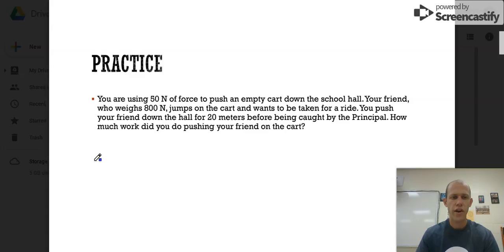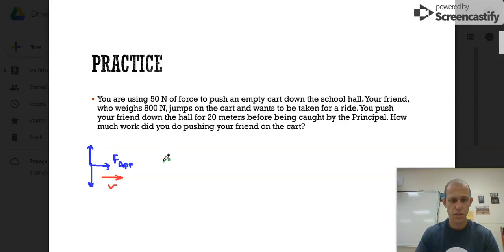Let's first diagram what the forces look like before your friend jumps in. So there's a normal force keeping the cart up, there's a gravitational force pulling the cart down, and there's the 50 newtons that you are pushing with. We're going to neglect air friction right now. Okay, and then we'll assume that the motion is going this way. So velocity's that way.